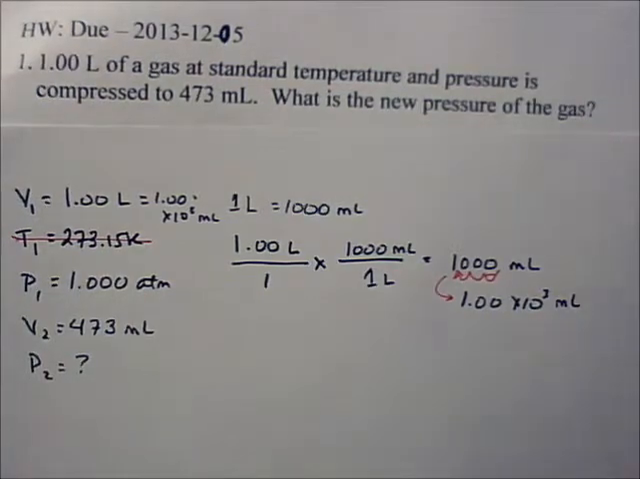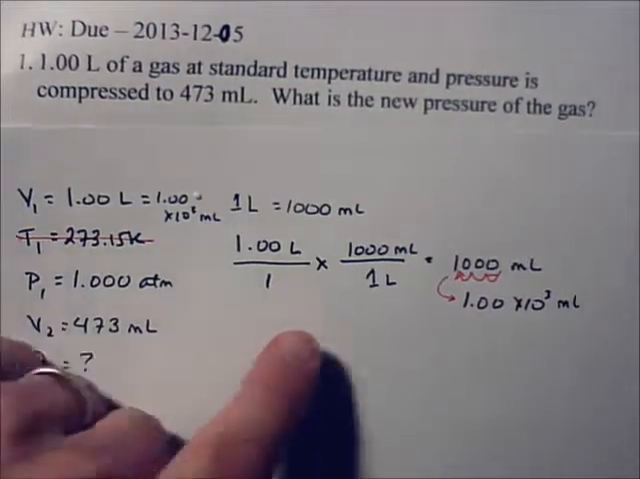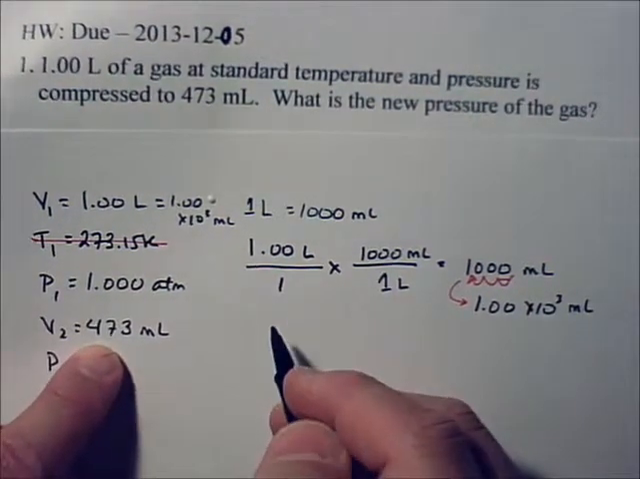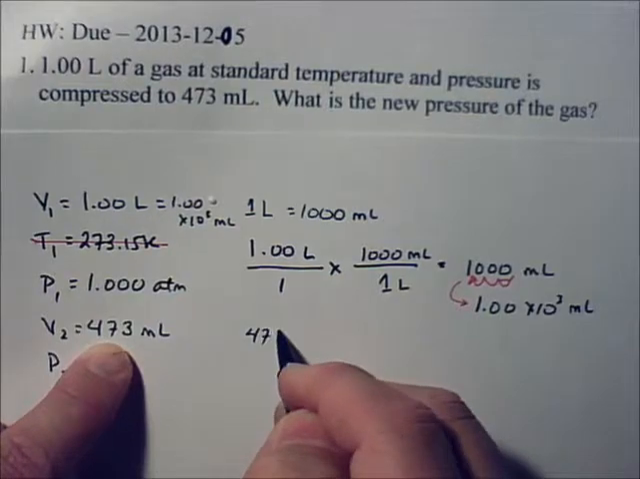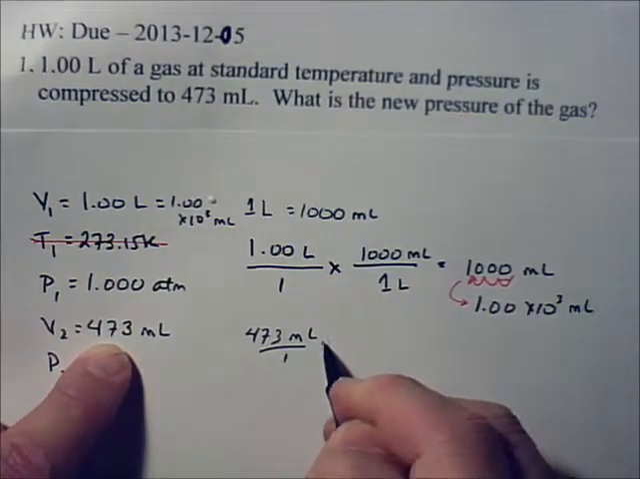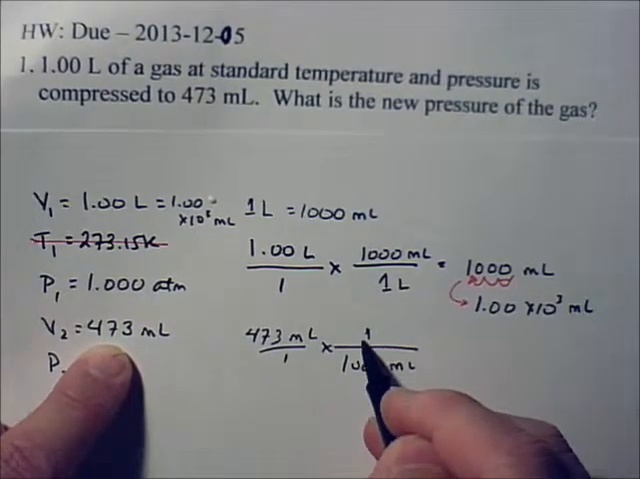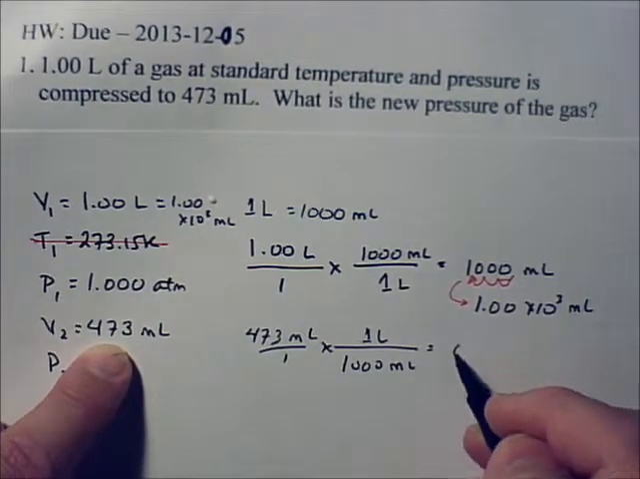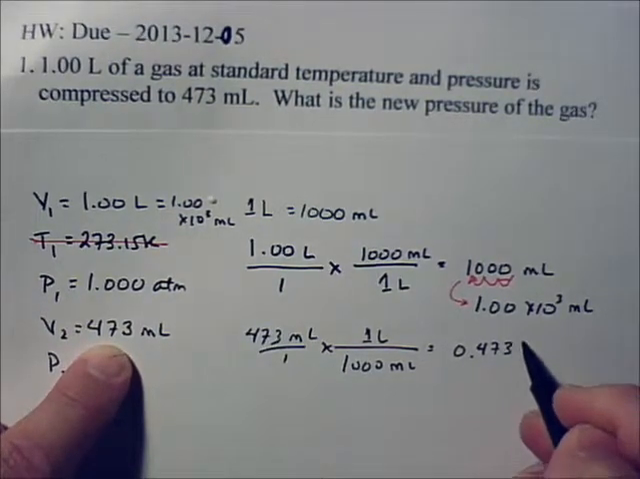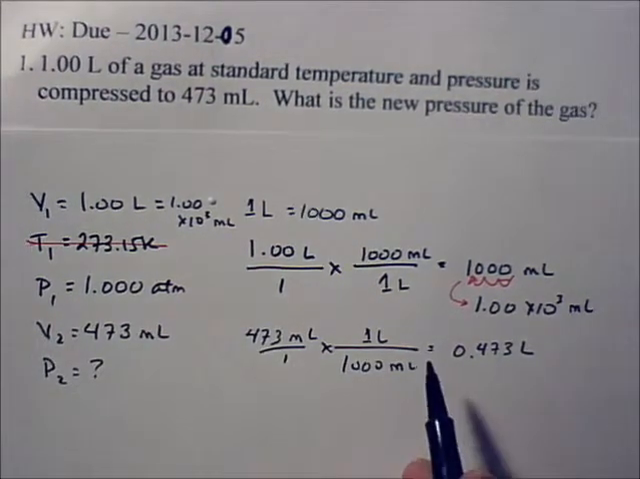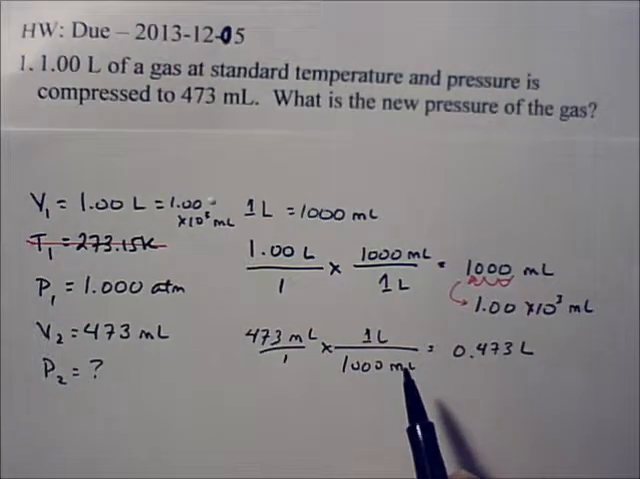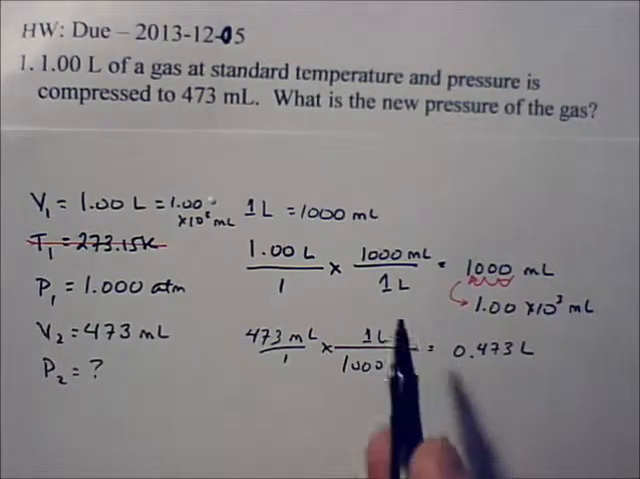Okay? Now you could have converted this to liters. Just so we're clear, we use the same equality statement to convert this to liters. 473 milliliters, and this time the milliliters goes on the bottom, and 1 liter goes on the top. You end up with 0.473 liters, which you don't have to round off because there are already 3 significant digits. Leading zeros aren't significant. So we could use either one.